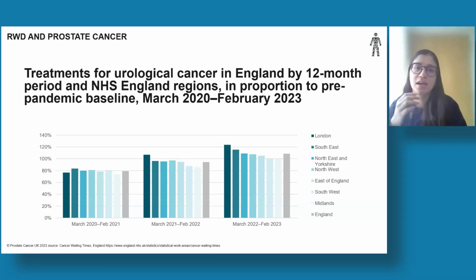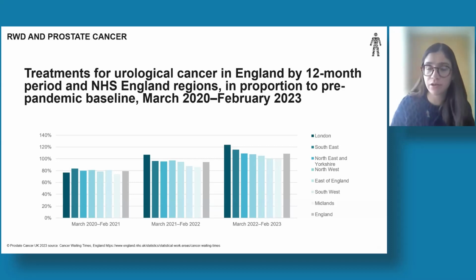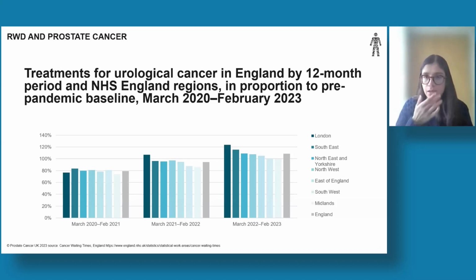So in the next few slides, I just have a few examples of how my team, the data and evidence team at Prostate Cancer UK, uses real-world data to inform our strategic direction and research priorities. This is an example of how we use aggregated data to understand, and we've been monitoring this data since the COVID-19 pandemic, the impact of COVID-19 on prostate cancer services across the UK.